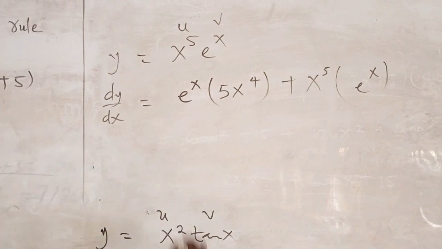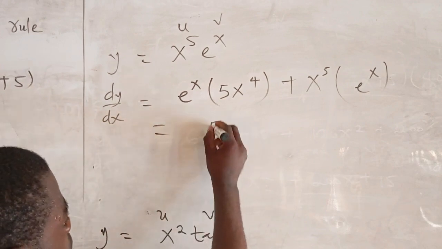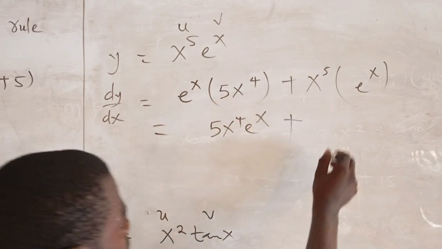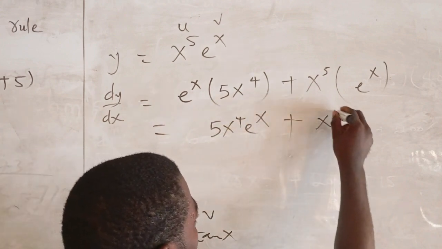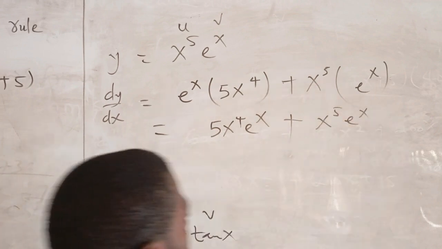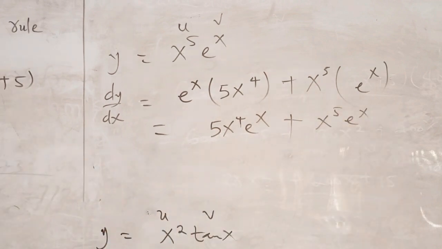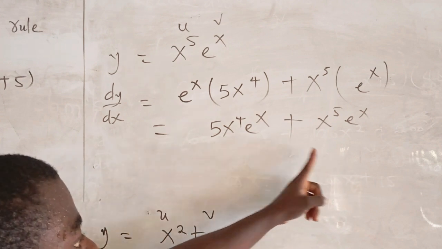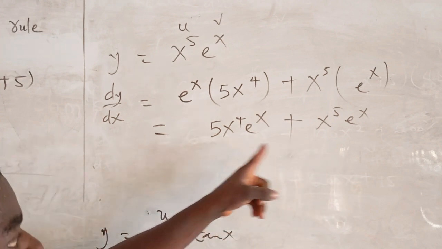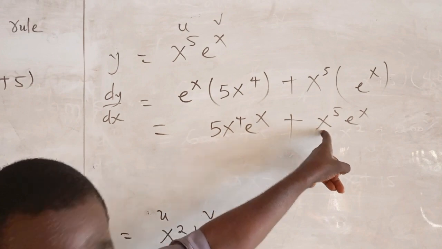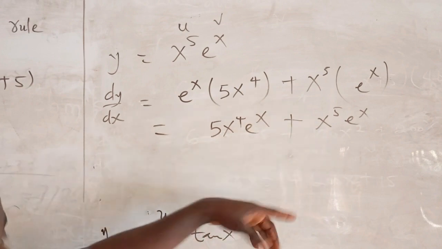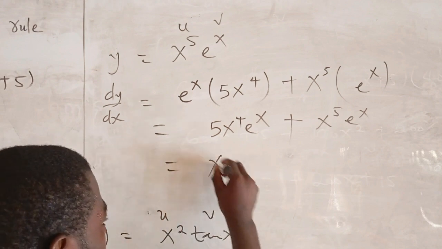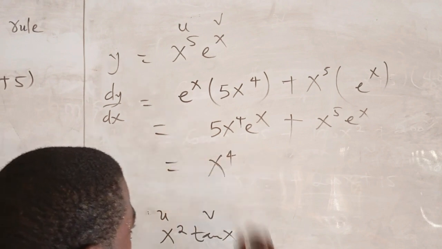Now by simplification, this will be equal to 5x raised to the power of 4 e raised to the power of x plus x raised to the power of 5 e raised to the power of x, right? That's true. So we can see that x raised to the power of 4 is common here. There's x raised to the power of 4 here, and inside of x raised to the power of 5 there is x raised to the power of 4, right? So we can bring it out. So this will be x raised to the power of 4, right?